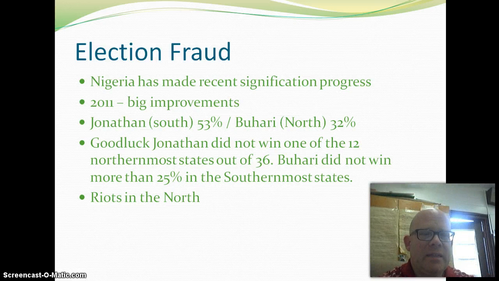After Goodluck Jonathan's election, there were riots in the north, some fires, murders, so things weren't accepted. His election was not accepted totally by the country.